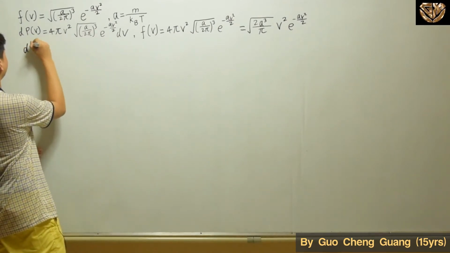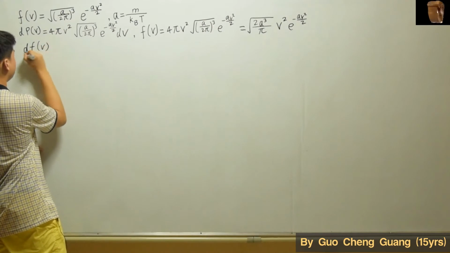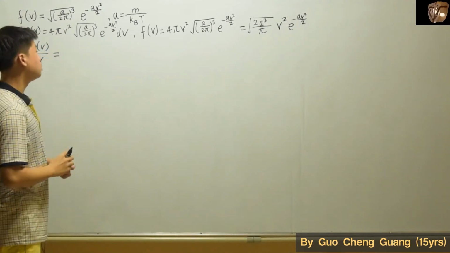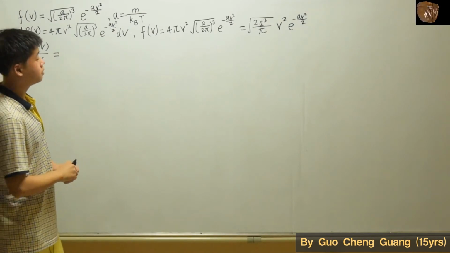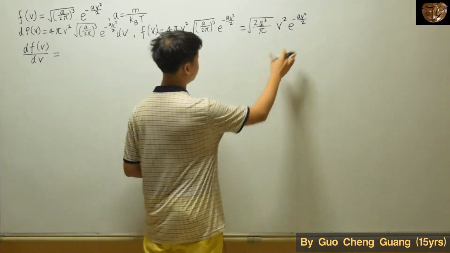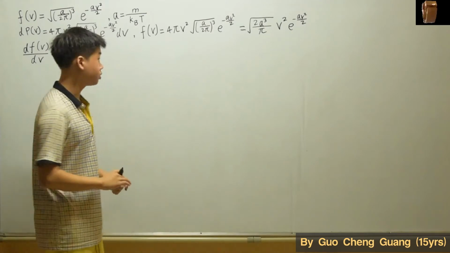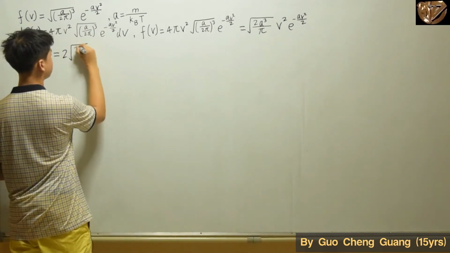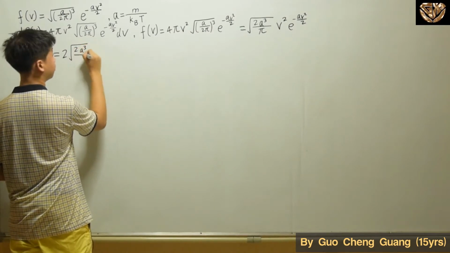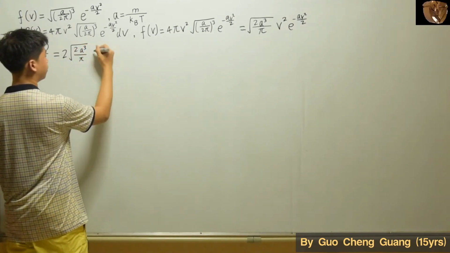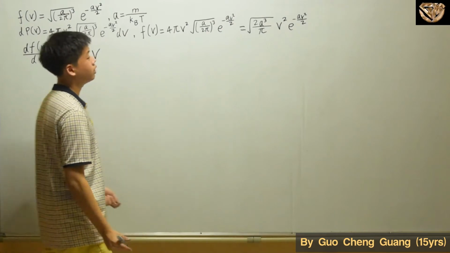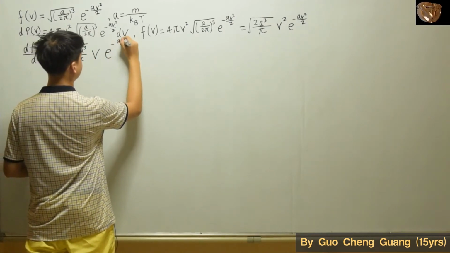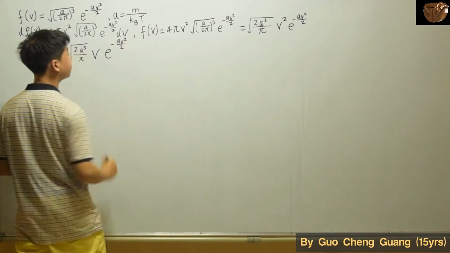So df(v)/dv. This here is going to be, you have to be aware of a product rule that you're going to have to use, which you will see 2 square root 2a cubed over pi. Of course, you can put this 2 inside with the v, since it comes from the v squared, but it's really up to you. Then you have e to the power of negative av squared over 2.